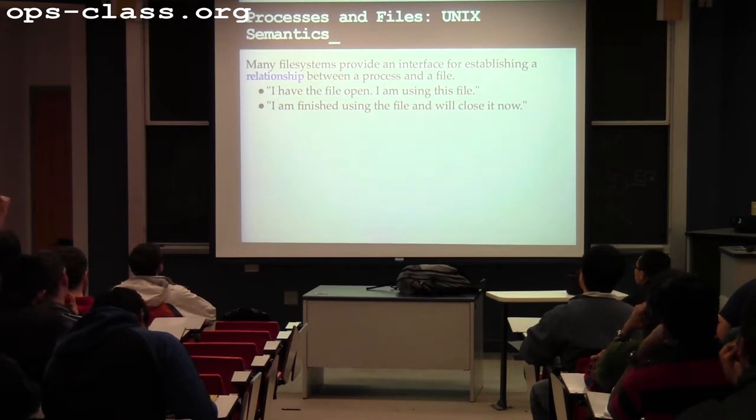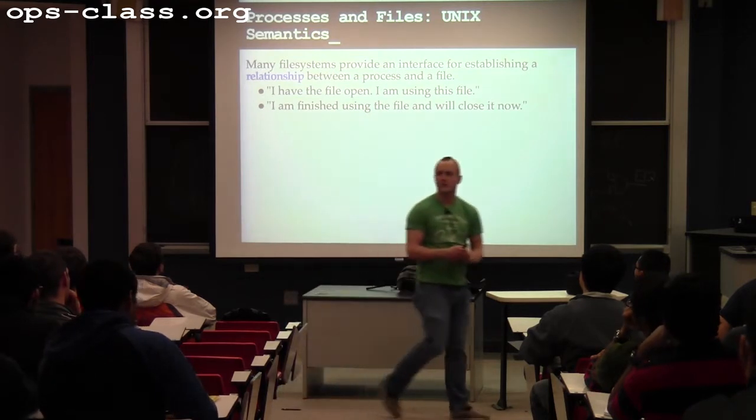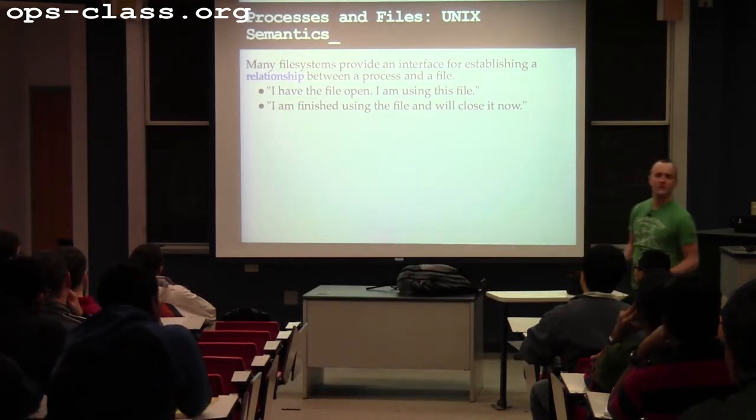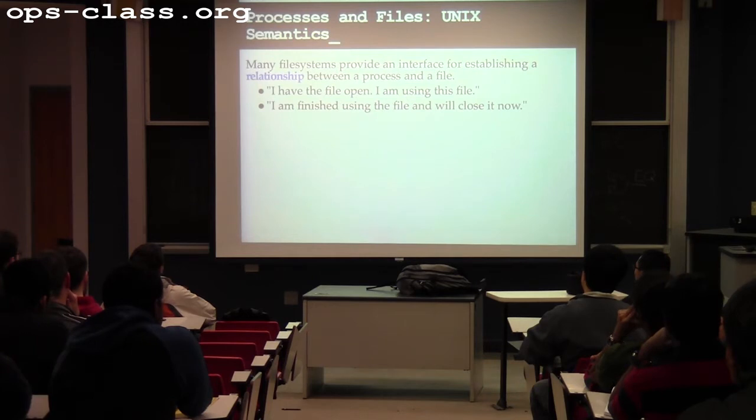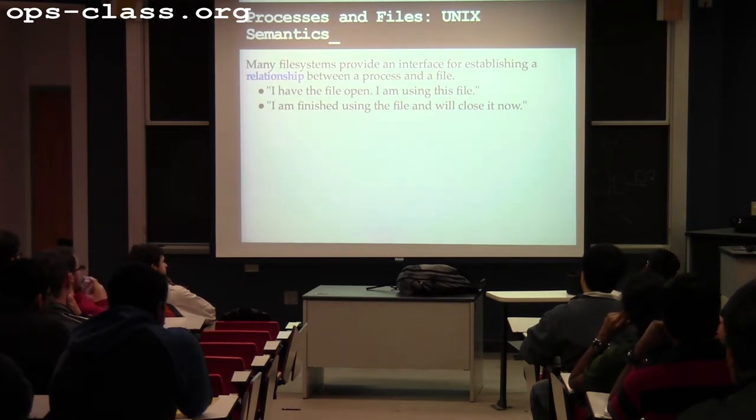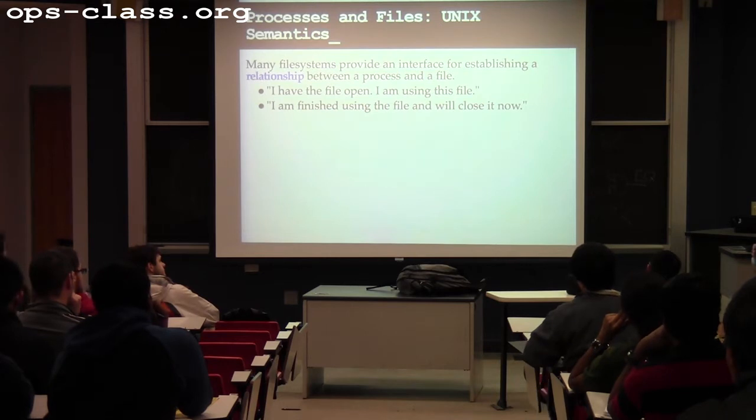Why does Unix provide an interface for establishing relationships between processes and files? Why do I need open, essentially? Why do I need open and close? Yeah, Gina. If two processes are trying to access the same file, you don't want conflict with the data, right? So, okay, that's interesting.